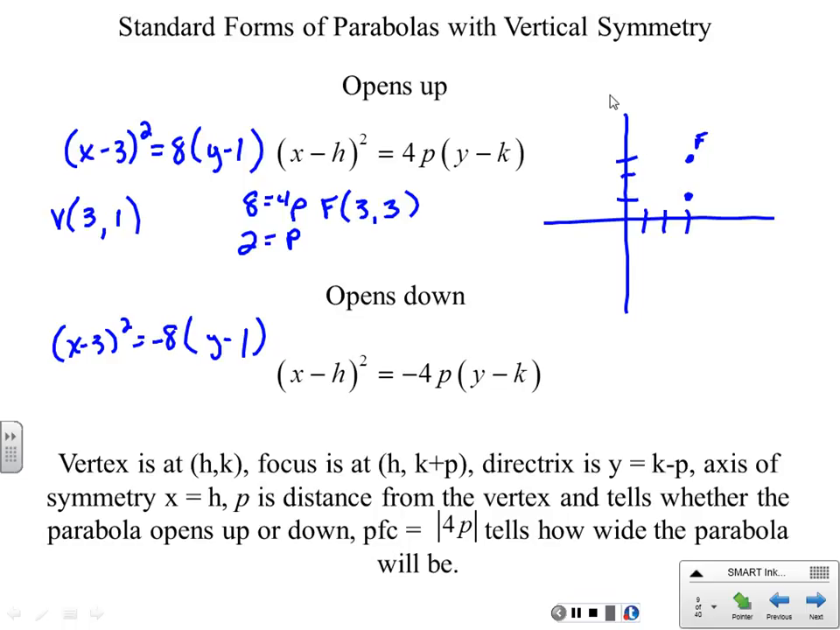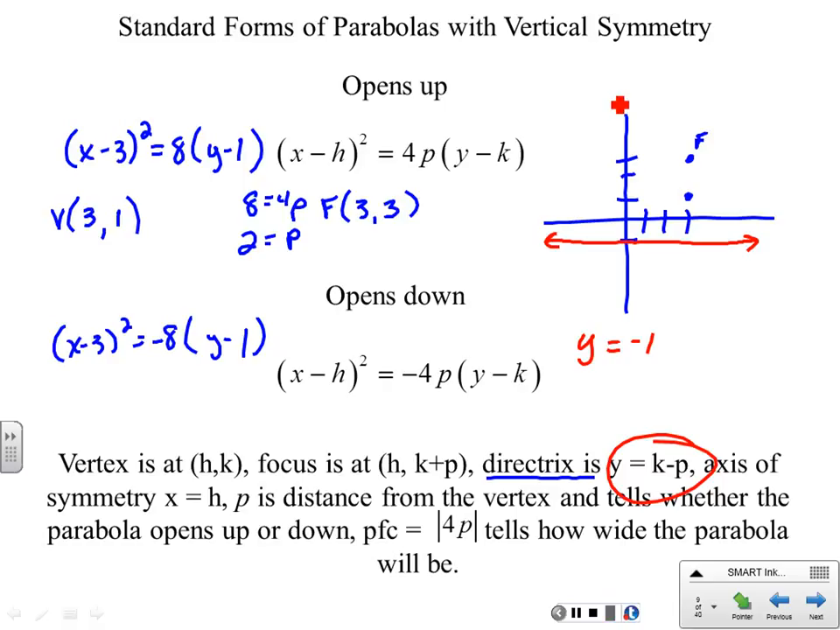There's your focus. So your directrix, that's going to be the next thing I'm going to ask you for, is going to be K minus P, which is going to be 1 minus 2, which is going to be what? Negative 1. It's right here. But it's a line. It's not a point, it's a line. Can you tell me the equation of that line? So if I ask you, what is the directrix? You're going to give me an equation of a line because the directrix is a line. So this one in particular is going to be y equals negative 1.